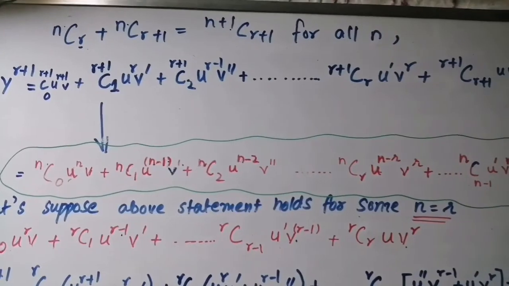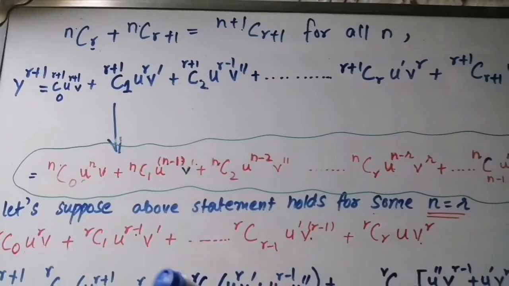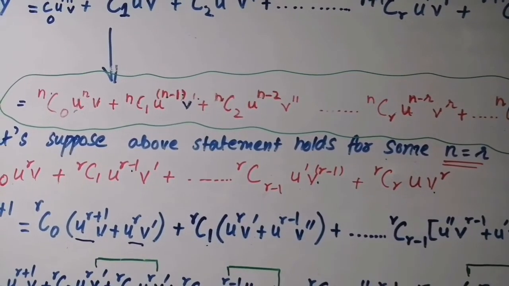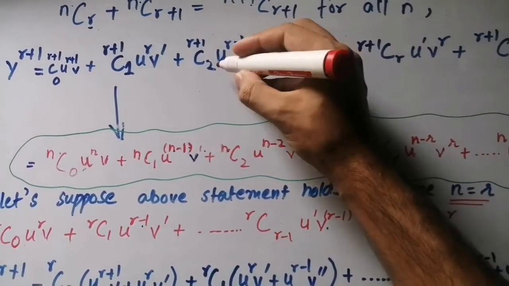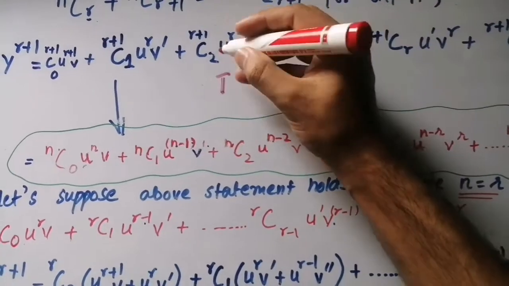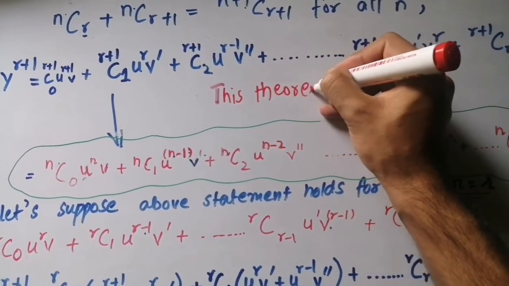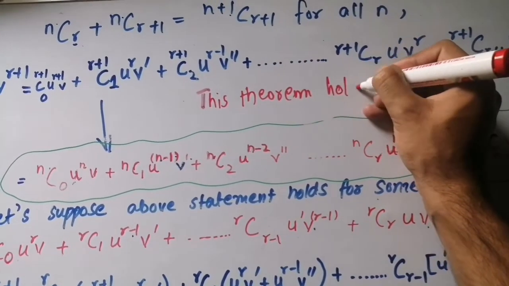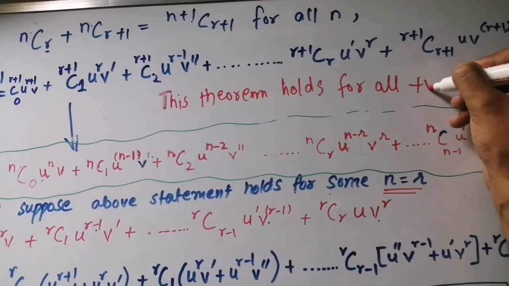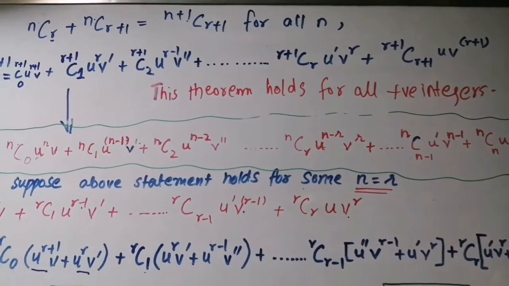So now after proving that our result holds for the r plus 1 value too, you can write that this theorem holds for all positive integers. So I'm going to write it as the theorem. This theorem, that is Leibniz theorem, holds for all positive integers. So this is basically the proof.